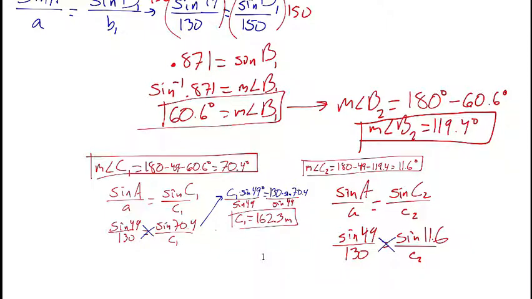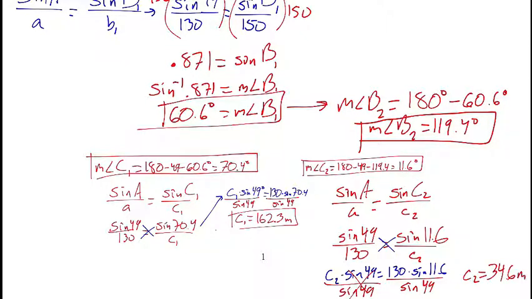Same deal as we did on the other side. Cross multiply. So when we cross multiply, we end up with C2 times the sine of 49 equals 130 times the sine of 11.6. Just like we did on the other side, we've got to divide by sine of 49 on both sides. So our sines of 49 cancel off there. We're left with just C2 equals 34.6 meters.